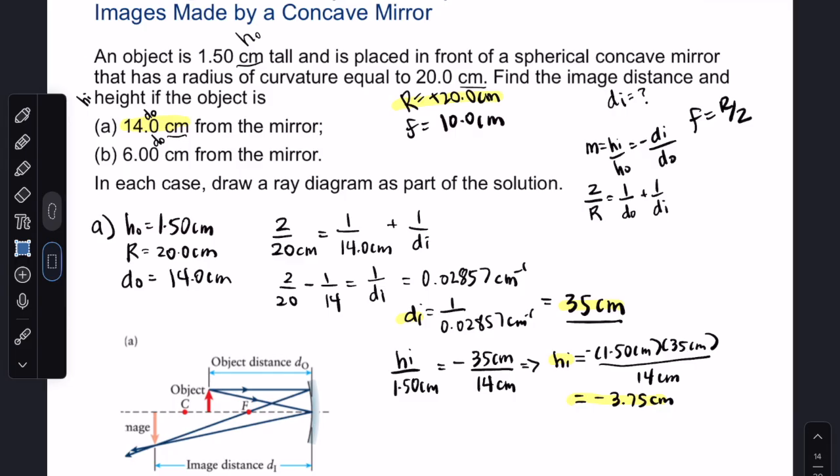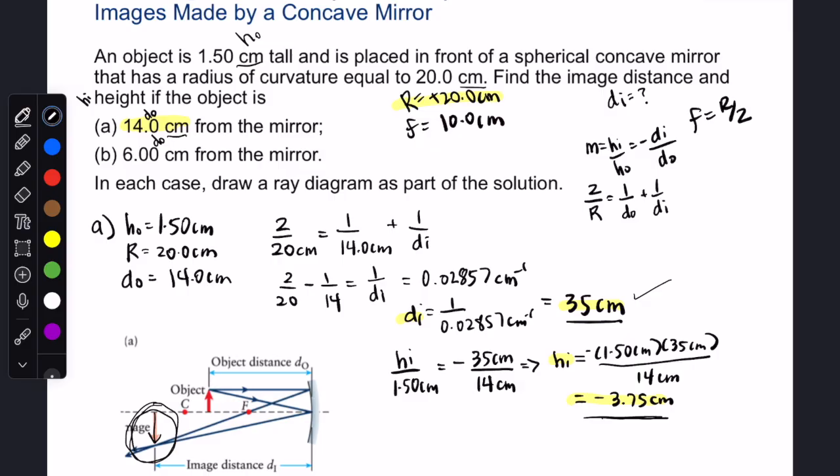Okay, so our object is placed between C and F, and sure enough, our image is on the real side, so it's positive, check. It's farther away from the object, right? Our image is 35 centimeters. Our object is 14, so it's behind. That makes sense. And our HI was negative, and our image is inverted. So it all checks out. We did our math great.